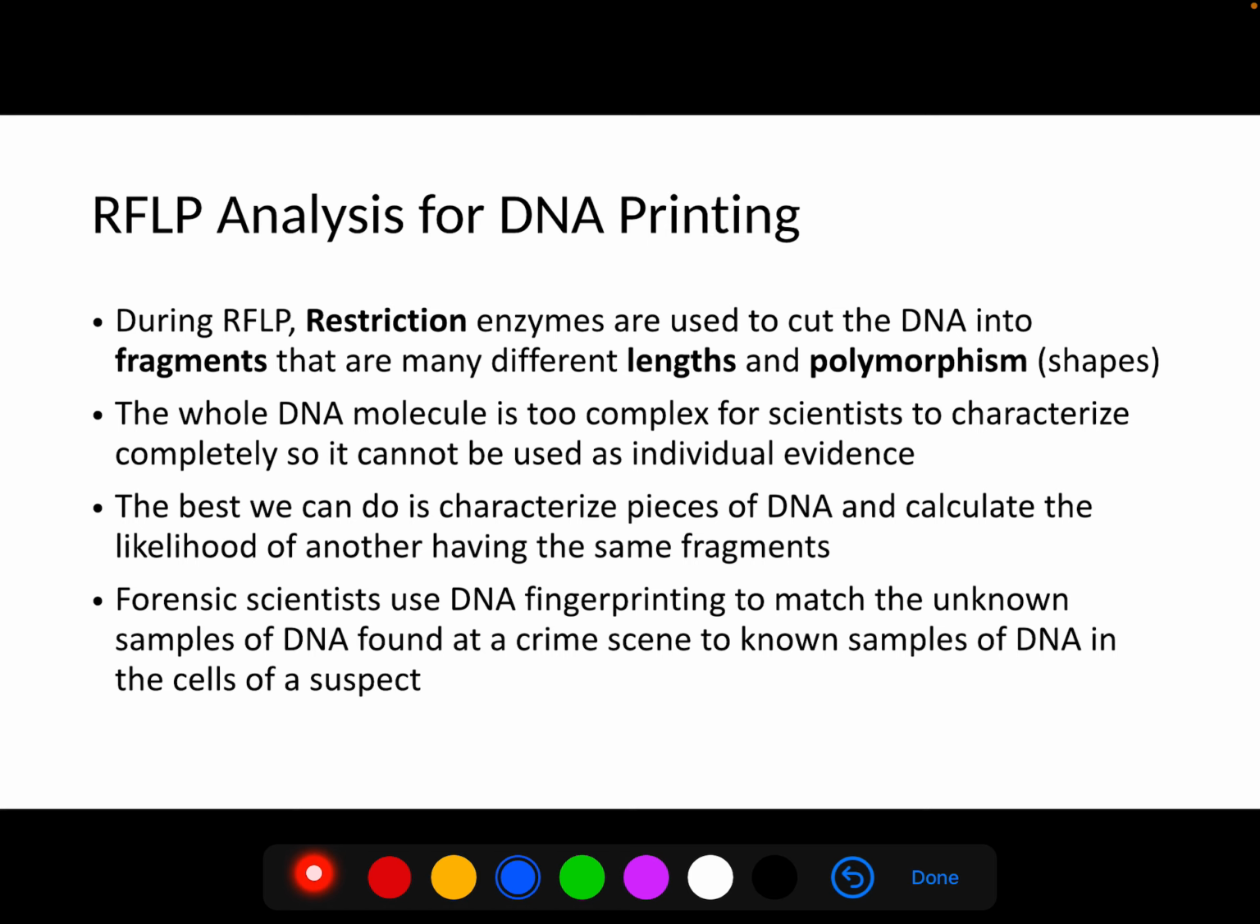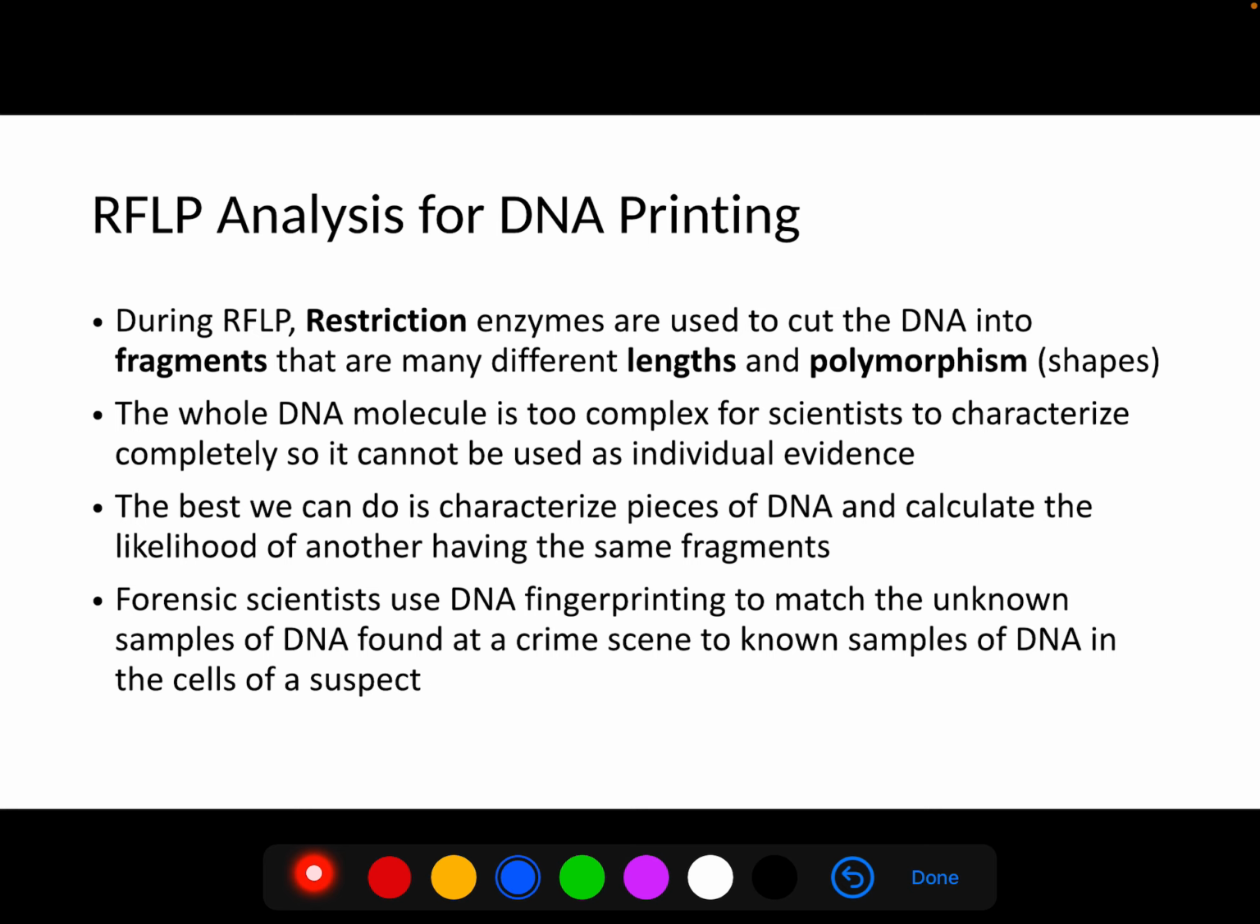Part of the process of characterizing and analyzing that DNA is it will go through RFLP analysis for DNA fingerprinting. RFLP is where restriction enzymes are used to cut the DNA into fragments, into smaller pieces that are different lengths and different polymorphisms, so different shapes. So that's where the letters RFLP come from. It will take that long strand of DNA and cut it into sections using restriction enzymes.